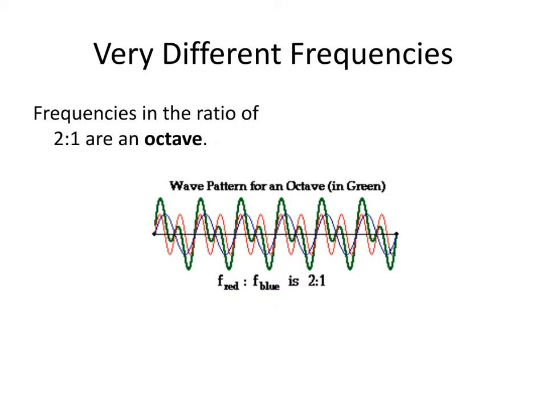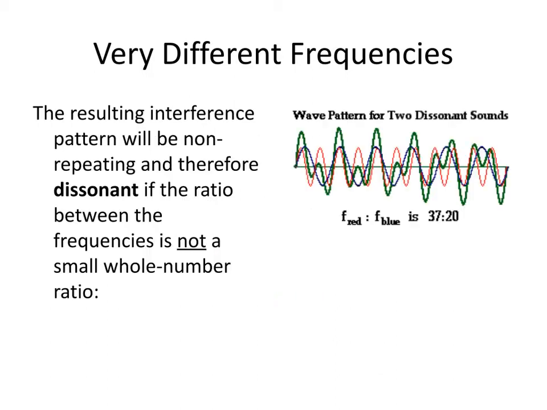If the ratio is exactly 2 to 1 for those frequencies, then we say that those sounds are 1 octave apart. So this is what that would look like if we combine those two sound waves. And that's a sound that you'll hear in music, and it's quite pleasant.